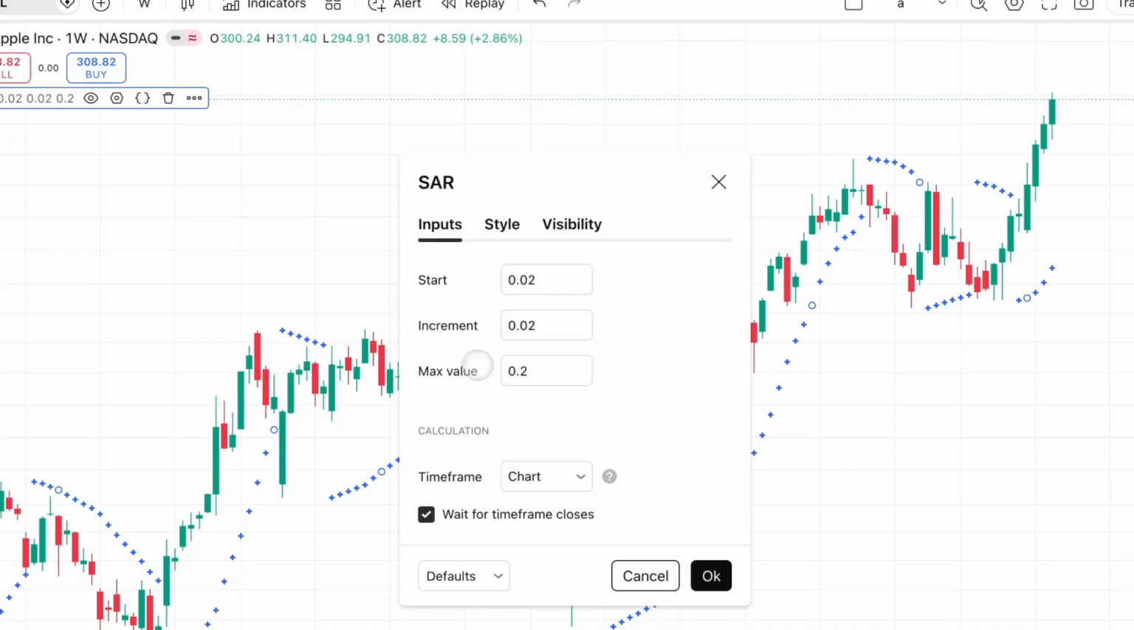And here's a tip. Don't increase the maximum too high because the default 0.2 is specifically calibrated for typical price movement. Pushing it past 0.3 makes the SAR too aggressive and you'll get stopped out of every move prematurely.